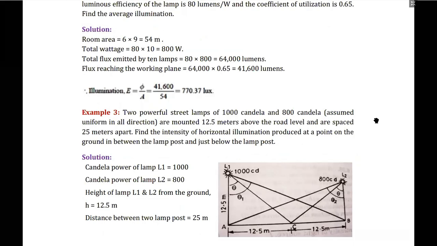ठीक है, क्या कहता है क्वेश्चन हमारा: टू पावरफुल स्ट्रीट लैंप्स ऑफ 1000 कैंडला एंड 800 कैंडला, एज्यूम यूनिफॉर्म इन ऑल डायरेक्शन। यहाँ भी वही चीज लिखी हुई है। दो लैंप हैं, L1 एंड L2, जो इक्वली फ्लक्स इल्यूमिनेट कर रहे हैं इन ऑल डायरेक्शन। They are mounted 12.5 meter above the road level and are spaced 25 meter apart.